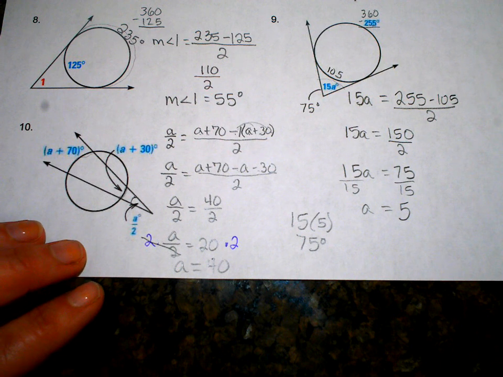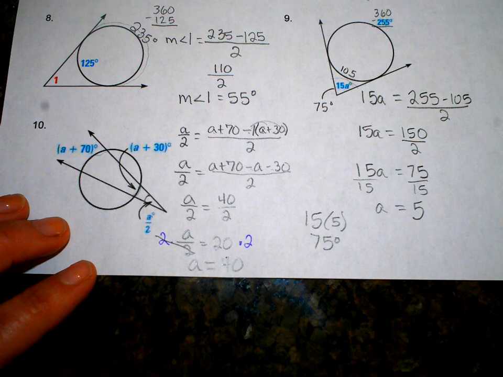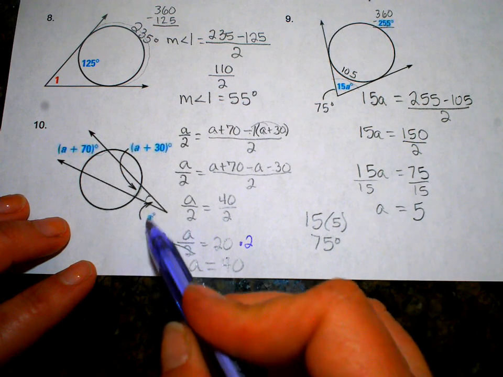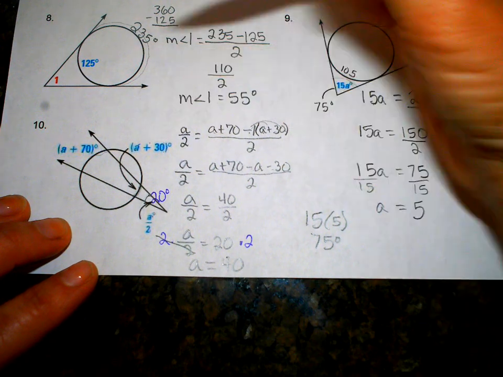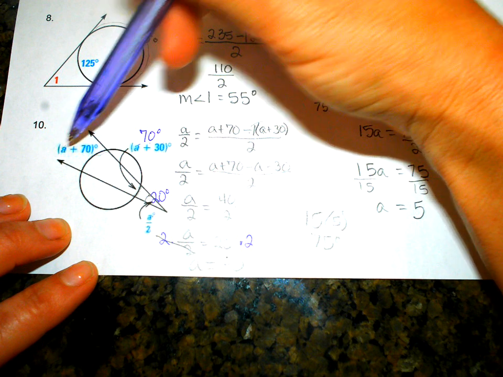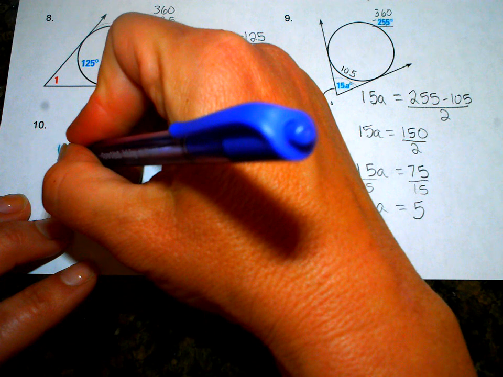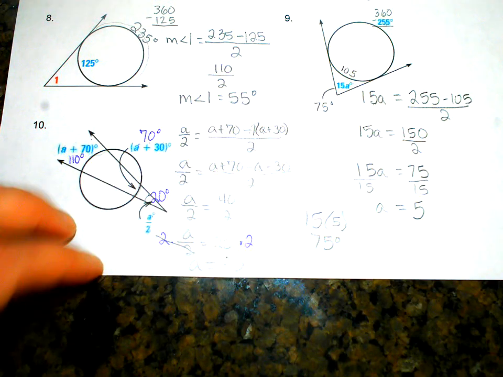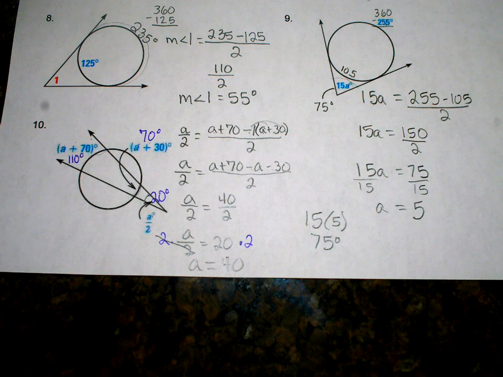So if I wanted to know the value of everything, I'd have 40 divided by 2 here. 40 over 2. This one would be 20. I'd have 40 plus 30 here. This one would be 70. And I'd have 40 plus 70 here, and that would be 110. So if I needed to know the value of every arc, I could do that.